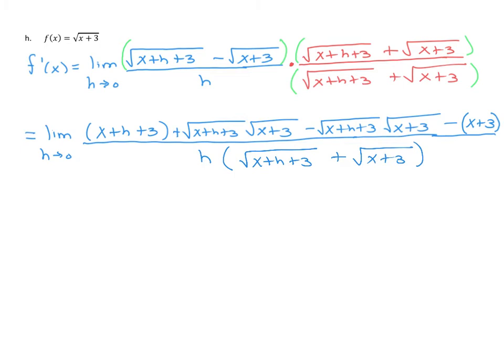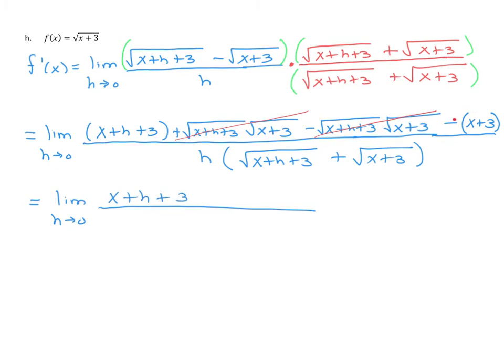Now, why did this help us? This helped us because this completely cancels with this. There are no square roots in the numerator left over. Here's what it becomes. It's the limit as h goes to 0 of, okay, in the top, I don't need the parentheses around this because there's a positive 1. So I'll just put that's x plus h plus 3.